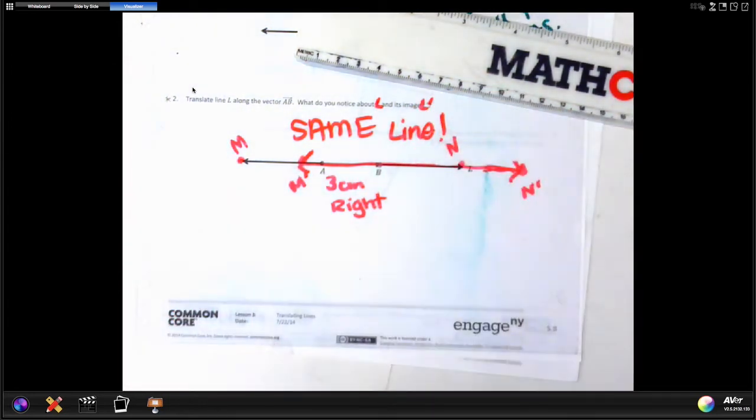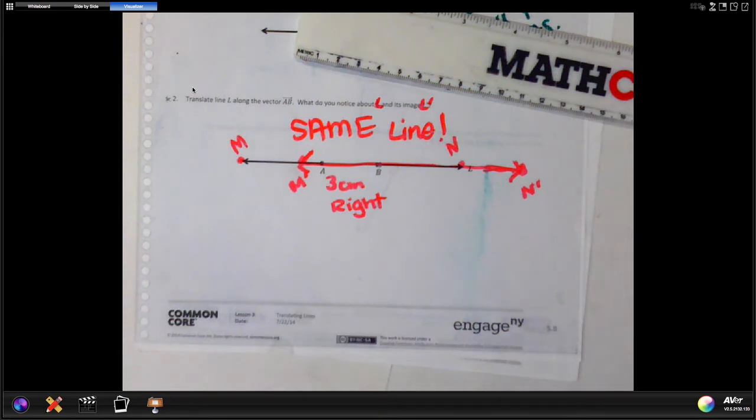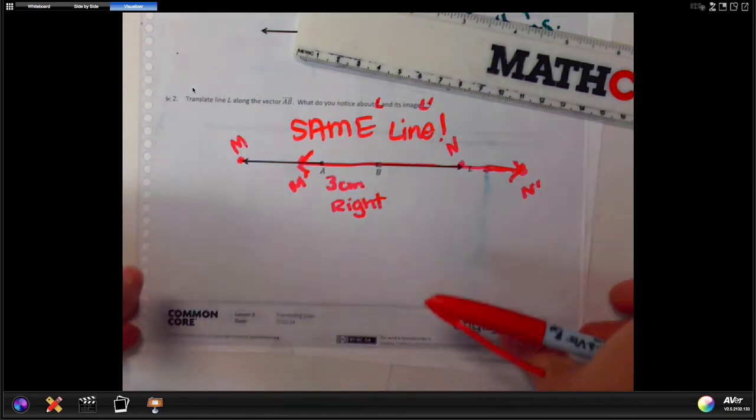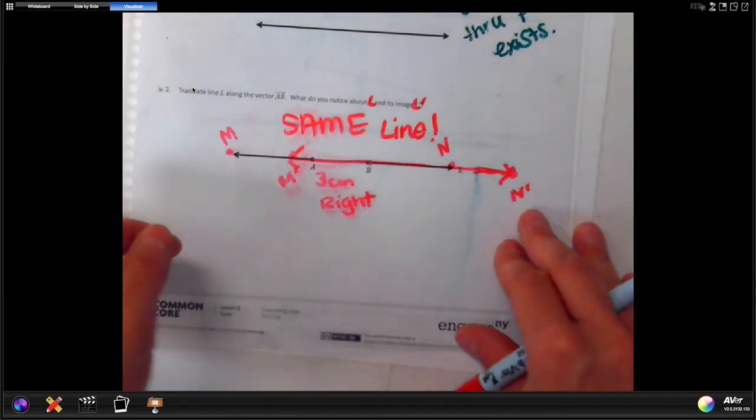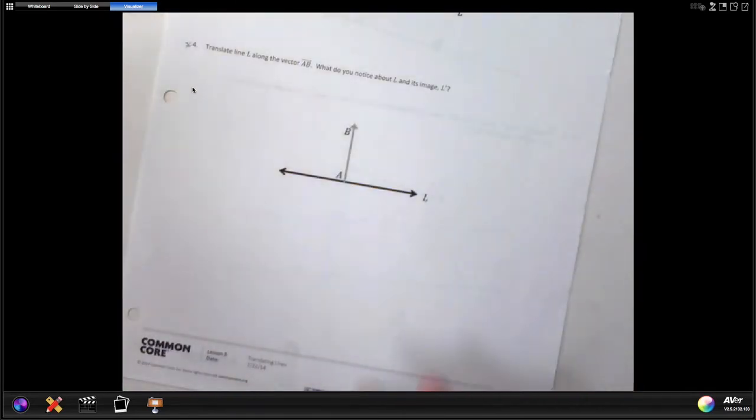Okay, if our vector is running parallel or on our original line, it's going to create the same line, okay? Now, we're going to go one more here and do the other thing. Or do one more thing. Sorry, not the other thing. So turn the page to page 9.